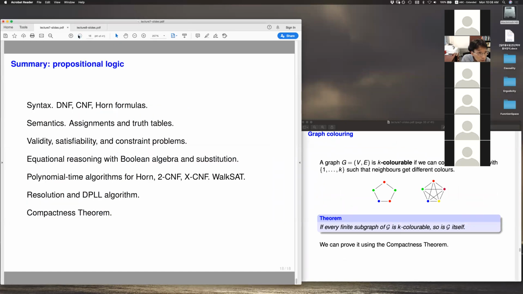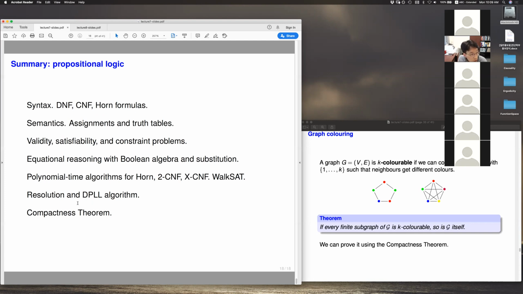Right, let's move to the summary. So here's the summary of what we covered so far. We covered the syntax and semantics of propositional logic, and we studied various normal forms. We discussed DNF formulas, CNF formulas, and also some special formulas like Horn formulas and so on. For these specific kinds of formulas, we studied their algorithmic properties. We said that for Horn and 2-CNF, there are polynomial time algorithms to check their satisfiability.